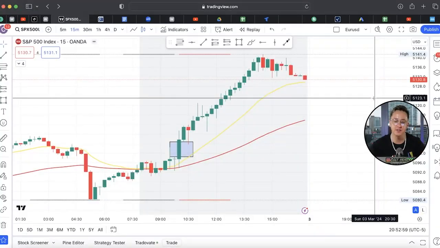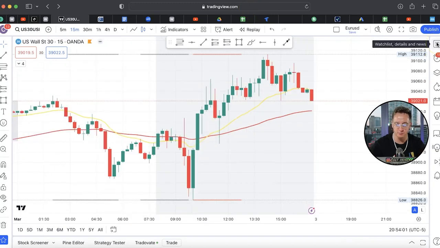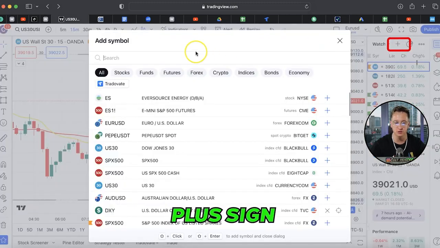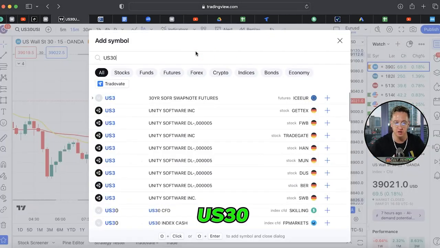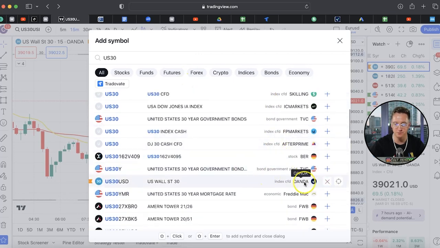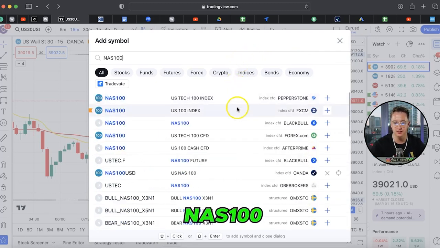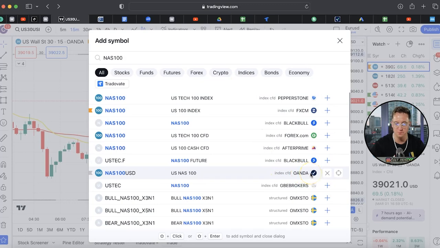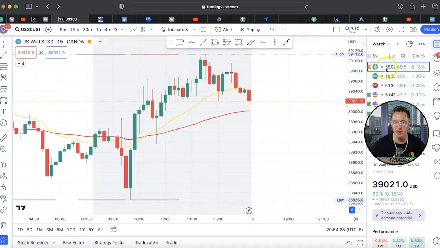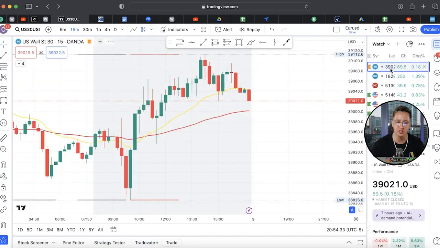The first step that we need to do is we need to go to tradingview.com, obviously. Now we need to go to this button right here that says watch list, and we need to go to the plus sign. Once we do that, we are going to type in US 30, and we want to add US 30 Oanda right here. Once you add that, you're then going to add NAS 100, same thing, NAS 100 Oanda, and then the last one you're going to add, SPX500 Oanda.